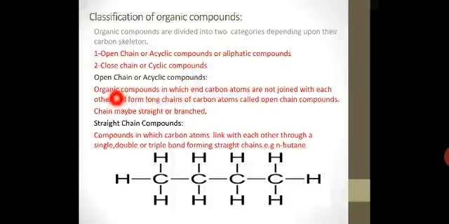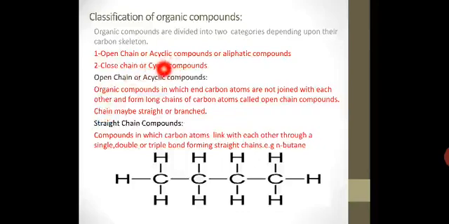Now we will study in detail what open chain compounds are and what type of structure they have. Organic compounds in which carbon atoms are not joined with each other and form long chains of carbon atoms are called open chain compounds. You can see in this structure that our carbon atoms are arranged in a single line, in a straight line, in a linear way. This type of class of organic compounds is called open chain compounds.